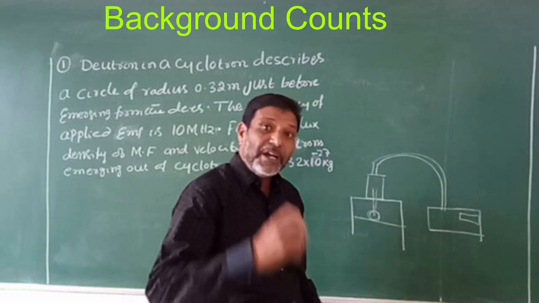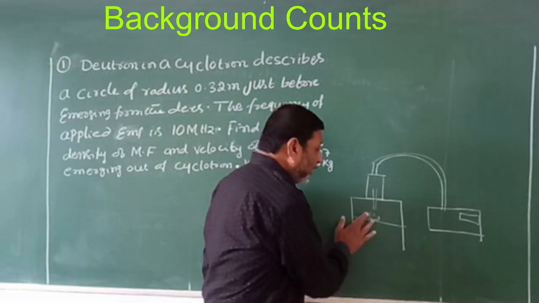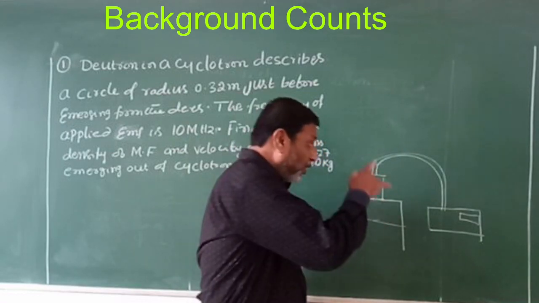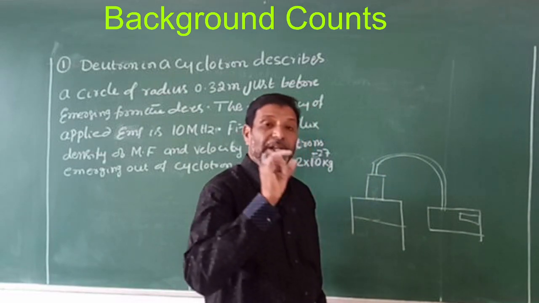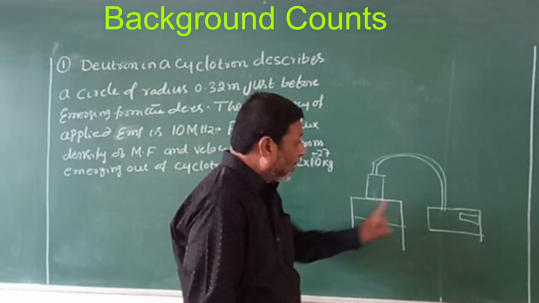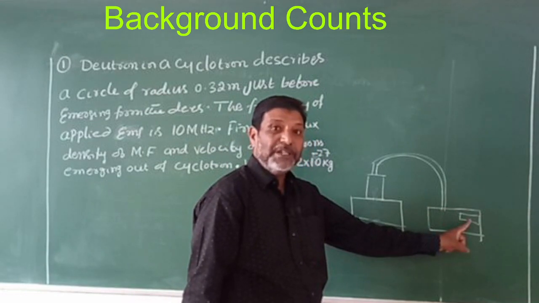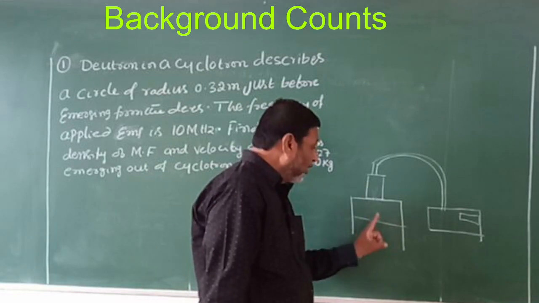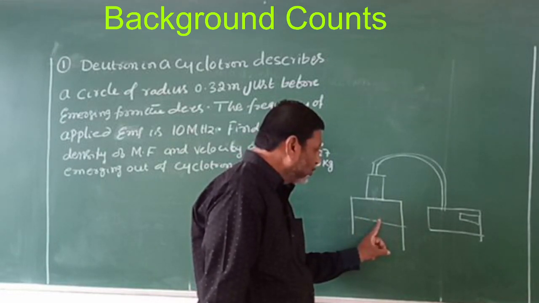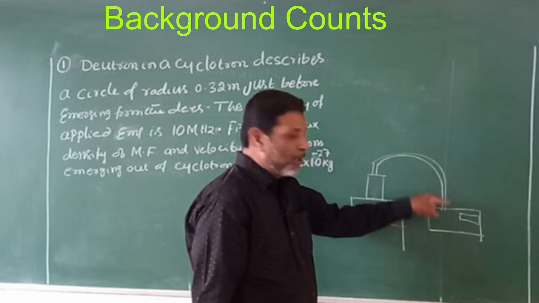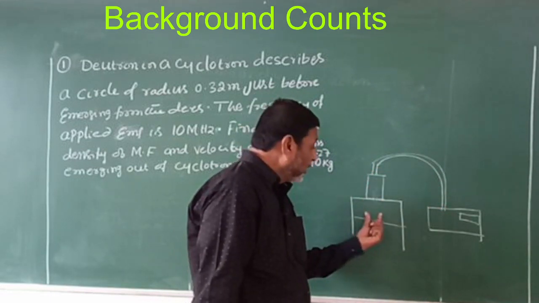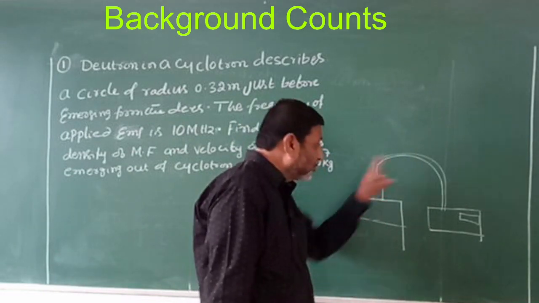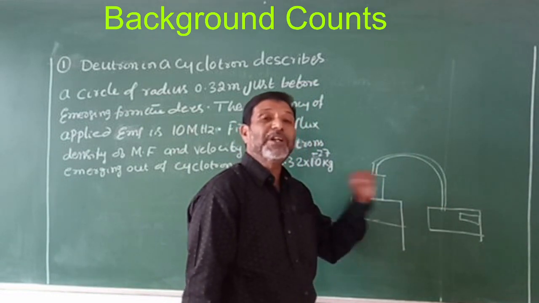But for finding the background counts, what are we doing? We are removing the source. Remove the source, apply the voltage also, and start. Even without the source you are getting counts. So from where are the particles entering? If there is a source, the particles emitted by the source enter here and are counted. But if you remove the source and still get counts, from where are these particles entering?